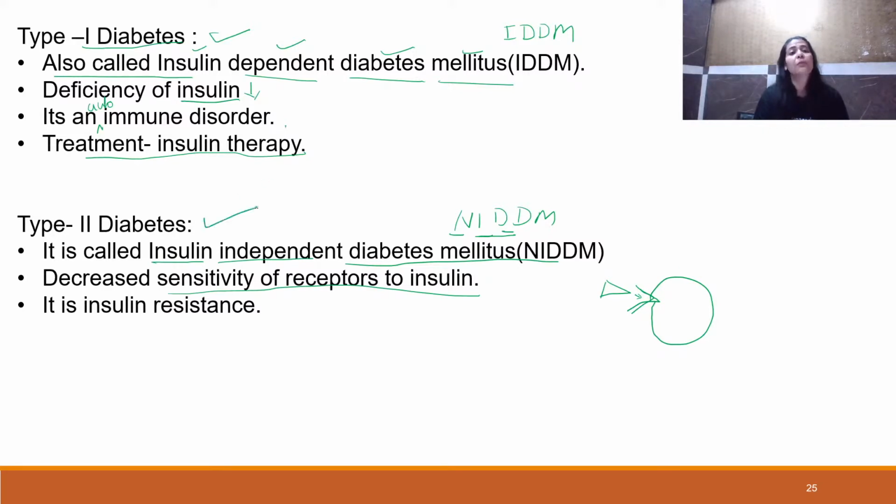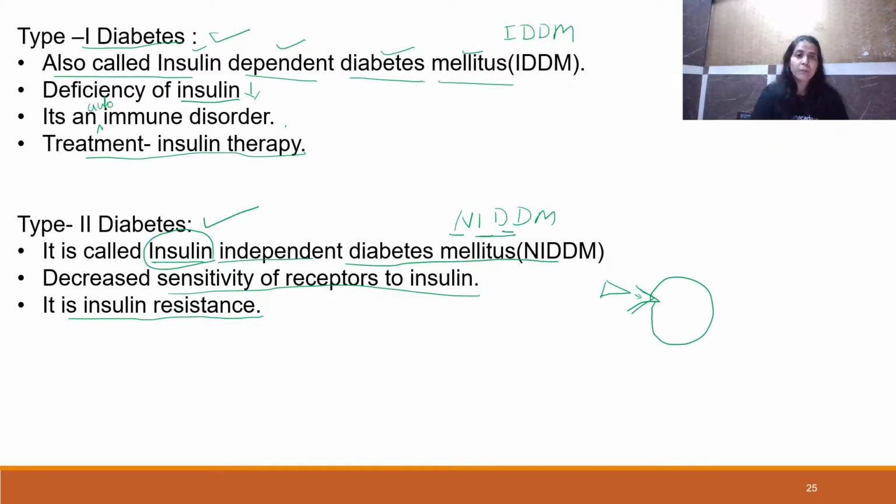That is type 2 diabetes. It is not dependent on insulin. So it is known as non-insulin dependent diabetes mellitus. Here what happens? The sensitivity of the receptors to the insulin decreases. They develop insulin resistance.